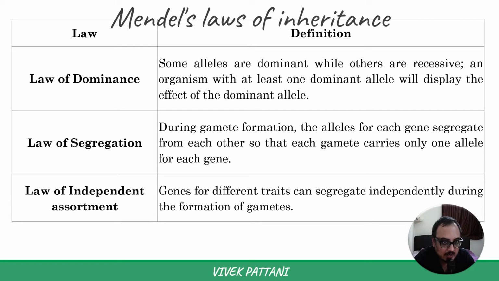Some alleles are dominant while others are recessive. An organism with at least one dominant allele will display the effect of the dominant allele. During gamete formation, the alleles for each gene segregate from each other so that each gamete carries only one allele for each gene. Now, the law of independent assortment: the genes for different traits can segregate independently during the formation of the gametes. Mendel, on the basis of the results of his experiments, recognized the phenomena given below.